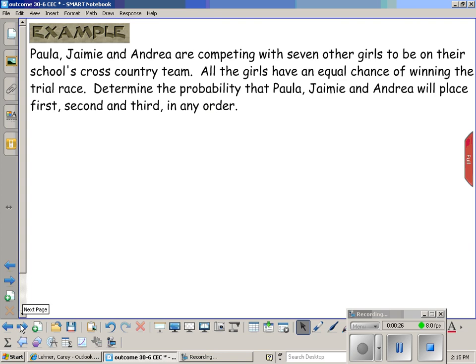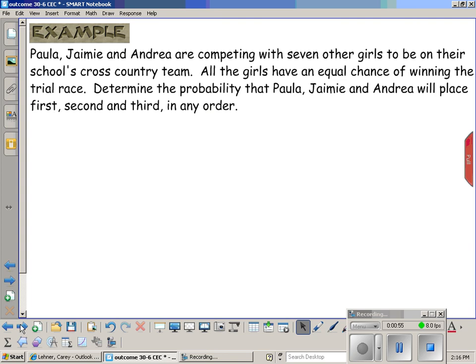Paula, Jamie, and Andrea are competing with 7 other girls to be on their school's cross-country team. All the girls have an equal chance of winning the trial race. Determine the probability that Paula, Jamie, and Andrea will place first, second, and third in any order. So again, we have to determine: is this a permutation or is it a combination? Does order matter or does it not matter?